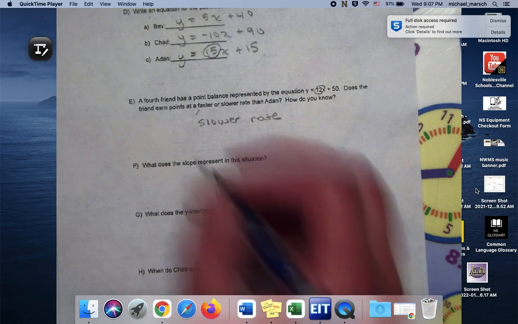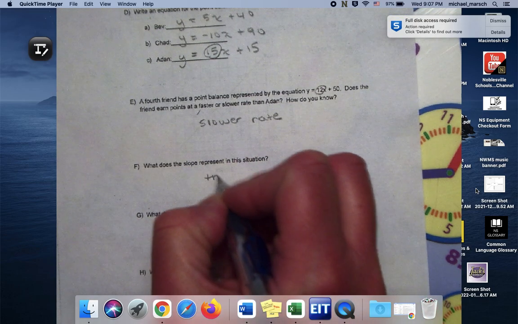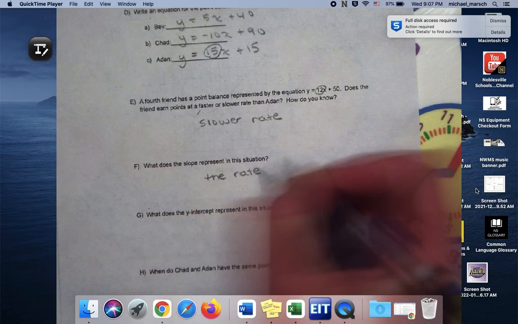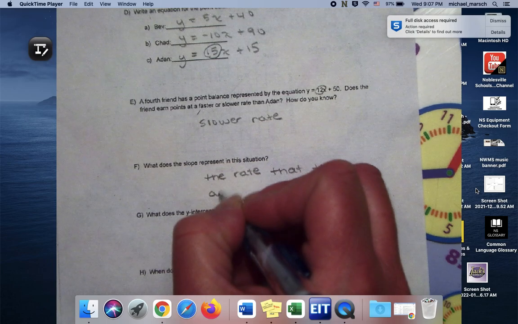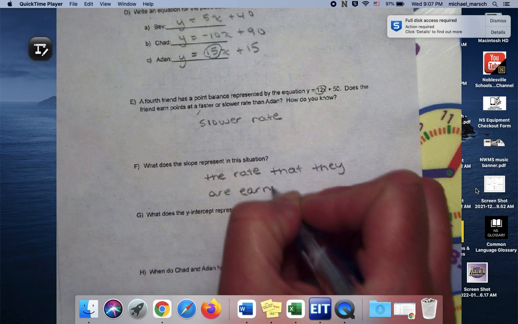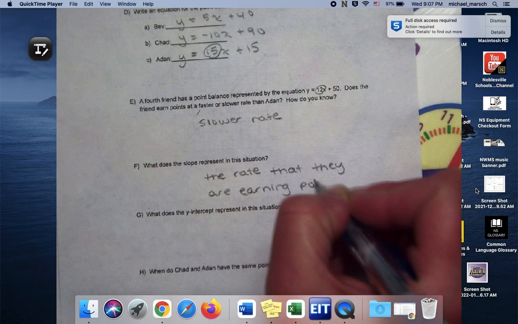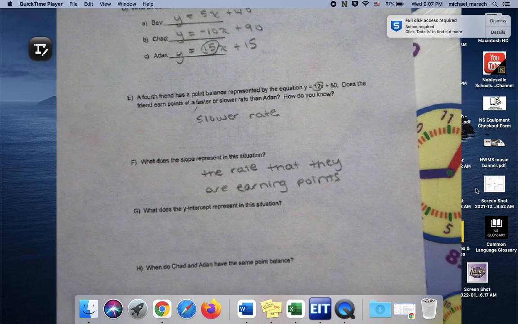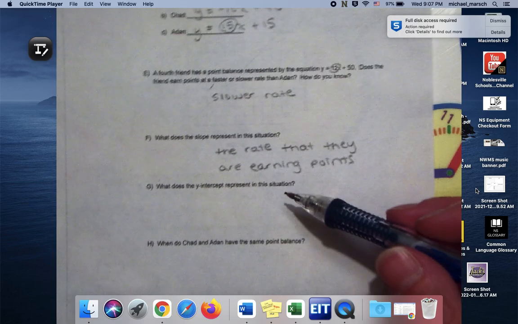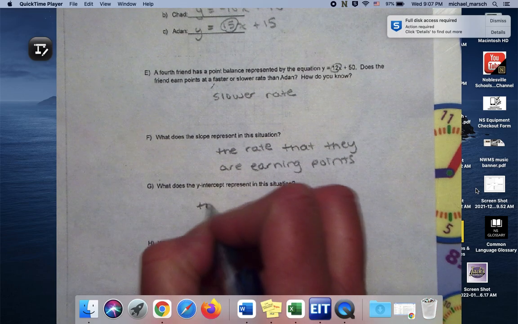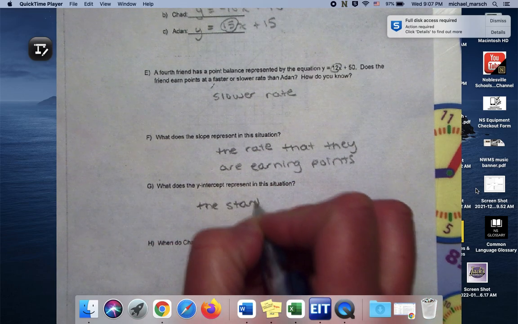What does the slope represent in this situation? Well, they kind of just told us. The rate that they're earning points. Sorry, my husband's out shoveling, and Harley seems to think that that's a major catastrophe. What does the y-intercept represent in this situation? That is the starting point balance.